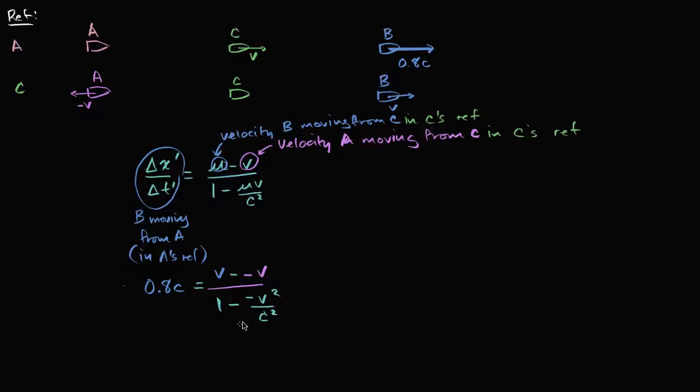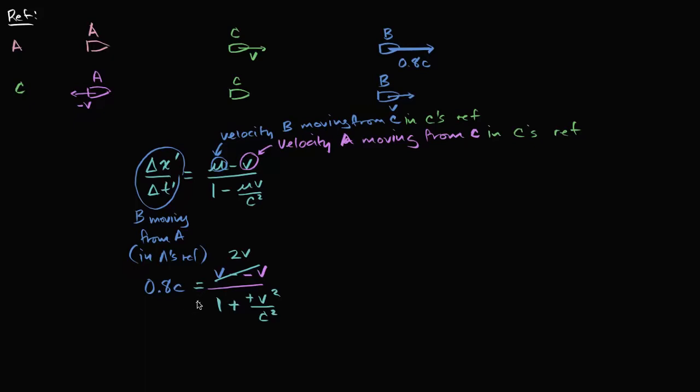All right, we can now do the math to solve for v. So let me just simplify the right-hand side of this equation. V minus negative v, well, that's just going to be 2v. And 1 minus negative of v squared over c squared, well, that's just 1 plus positive v squared over c squared. And let's see, what can we do next?